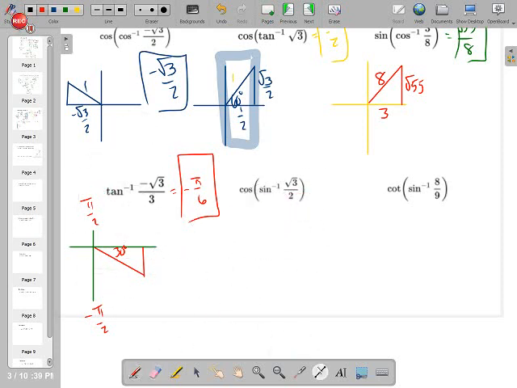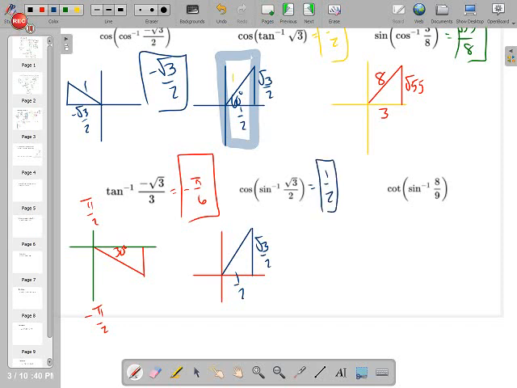Inverse sine of radical 3 over 2. Sine is radical 3 over 2 when you have a 60-degree reference angle. So this is radical 3 over 2, this is 1/2. That's a 60-degree reference angle. If I'm asked for the cosine of that, the cosine would be 1/2.